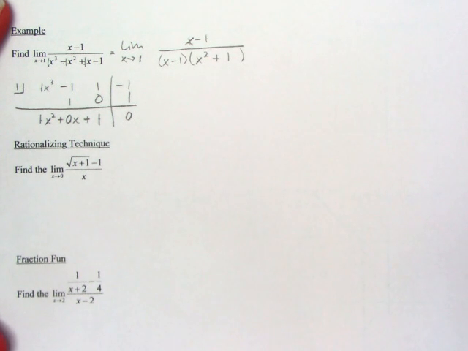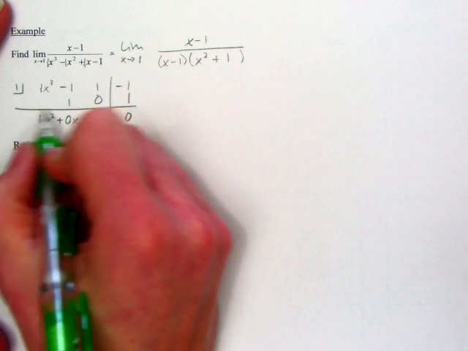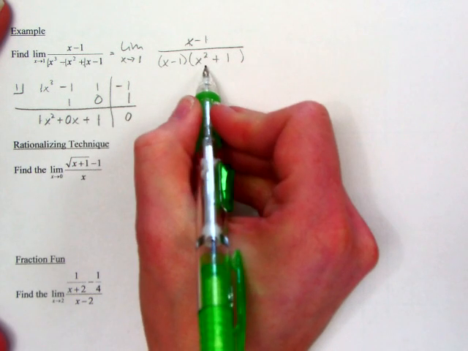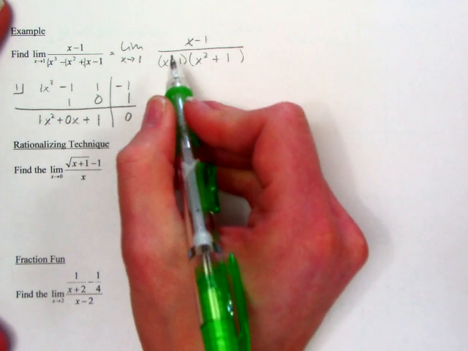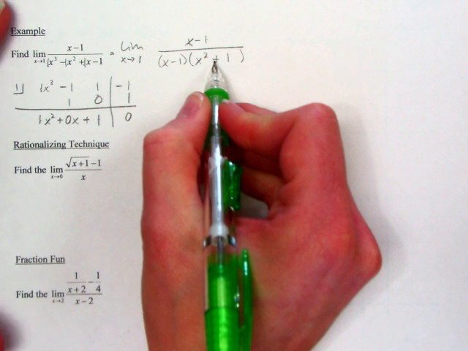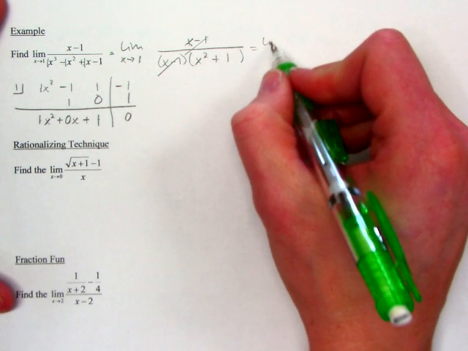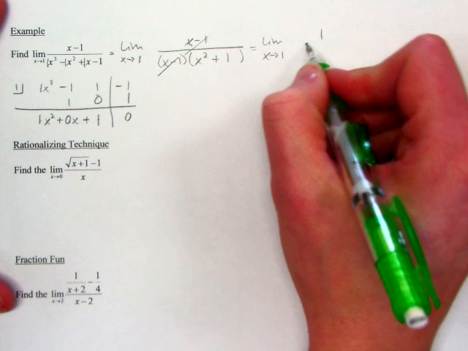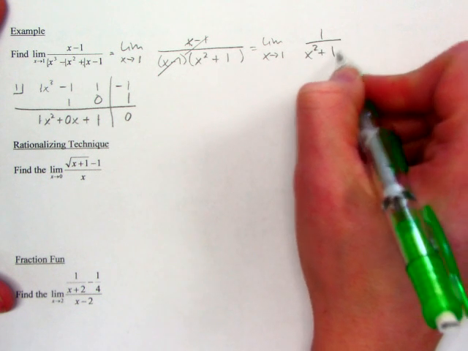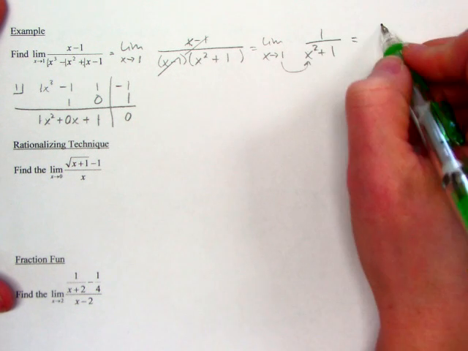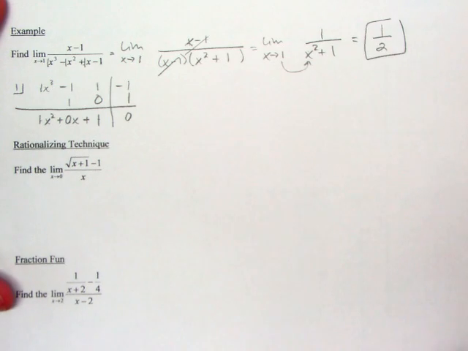But instead of you factoring by hand, which would be kind of tough on a cubed, we use synthetic division to help us factor it. So we knew that x minus 1 would be a factor, and the other factor is what we got out of our synthetic division. So now canceling, I can do the limit as x approaches 1 of 1 over x squared plus 1. Plugging in my 1, I end up with a half.